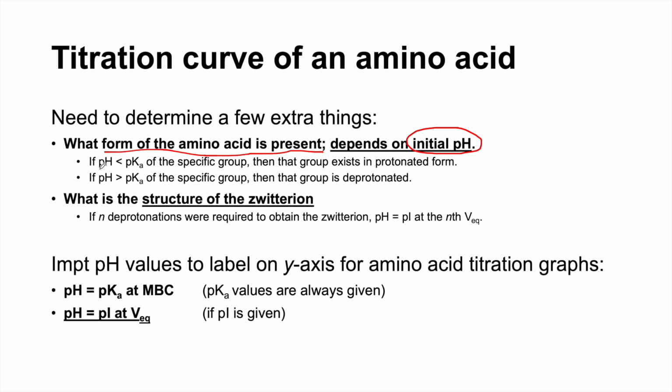Okay, so if the pH is below the pKa of that specific group, then the group exists with the proton H plus attached to it, COOH or NH3 plus. Then if the pH exceeds the pKa of that specific group, then it's deprotonated. So that means it's COO minus or NH2.